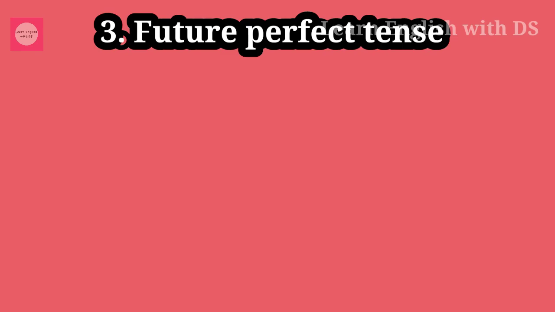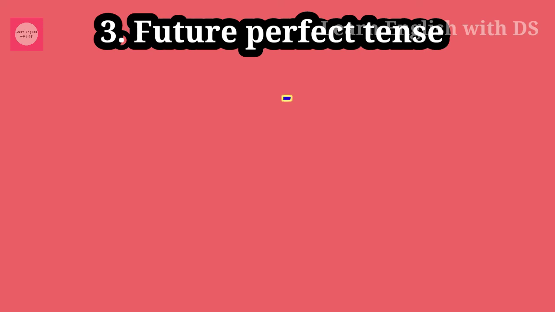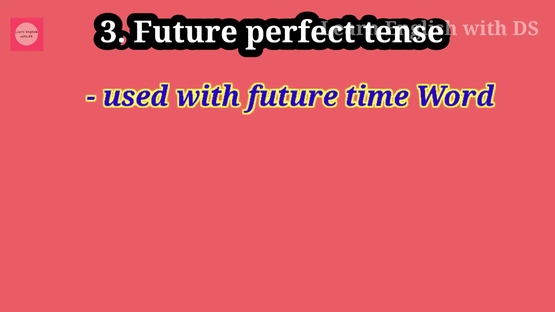The next tense we are going to share is future perfect tense. The structure of the future perfect tense is subject plus will have plus past participle of verb. First, we use the future perfect tense with a future time word to talk about an action that will finish before a certain time in the future, but we don't know exactly when.